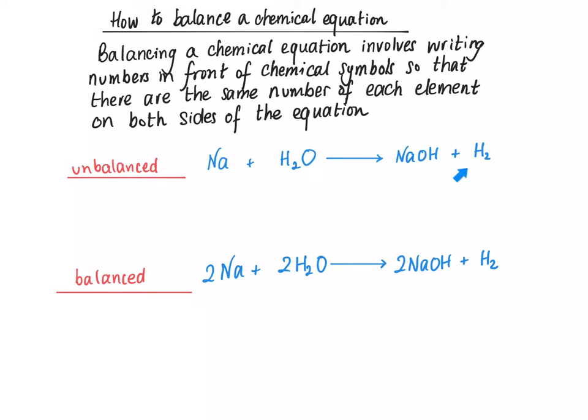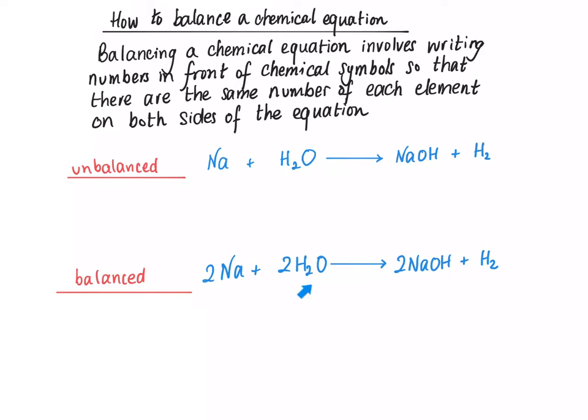This version of the equation is unbalanced because on the left-hand side there are 2 hydrogens, but on the right-hand side there is 1 plus 2, which is 3 hydrogens. By writing numbers before the things in the equation, we can balance it.